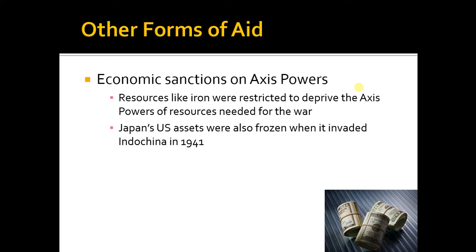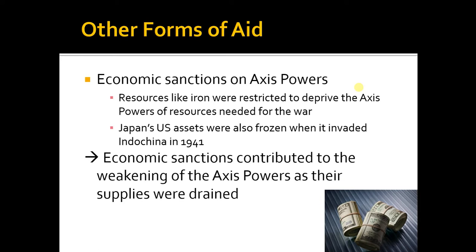And also they had economic sanctions on the Axis powers. So resources like iron were restricted to deprive the Axis powers of resources needed for the war. So basically the USA stopped providing important resources like iron to the Axis powers, even though, not being part of the League of Nations, they were not exactly obligated to do so. And Japan's U.S. assets were also frozen when Japan invaded Indochina in 1941.